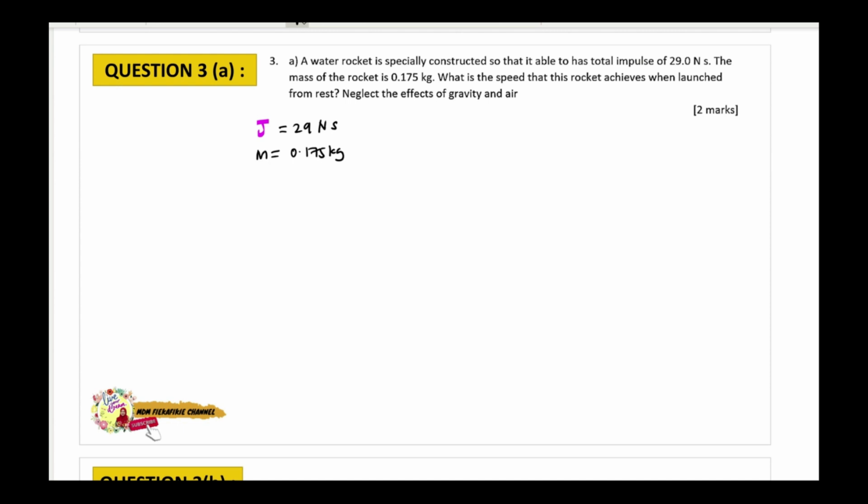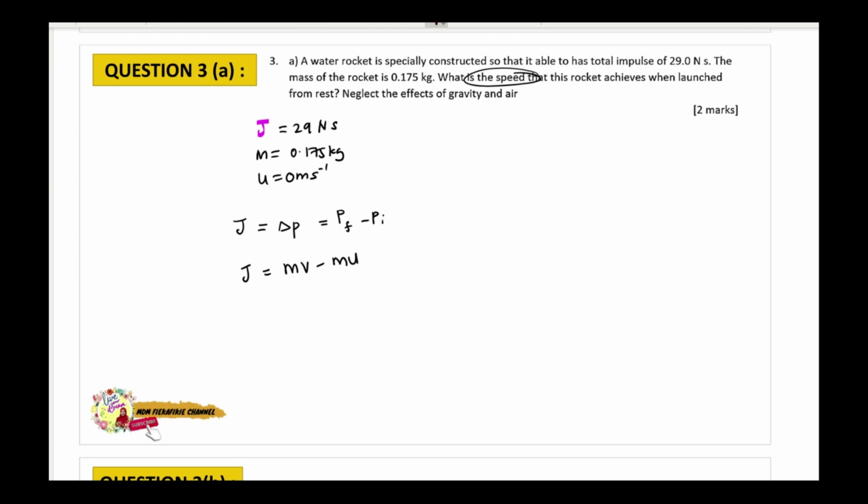Lepas tu, okay, kita nak kira apa tu? Kita nak kira speed of the rocket bila dia launched from rest. So, means that U is equal to 0. So, from here, we want to find the speed, which is V. So, we can straightly use formula of impulse. Okay, is equal to the change of momentum, which is momentum final minus momentum initial. So, since the impulse is equal to the change of momentum, therefore, J is equal to mv minus mu.